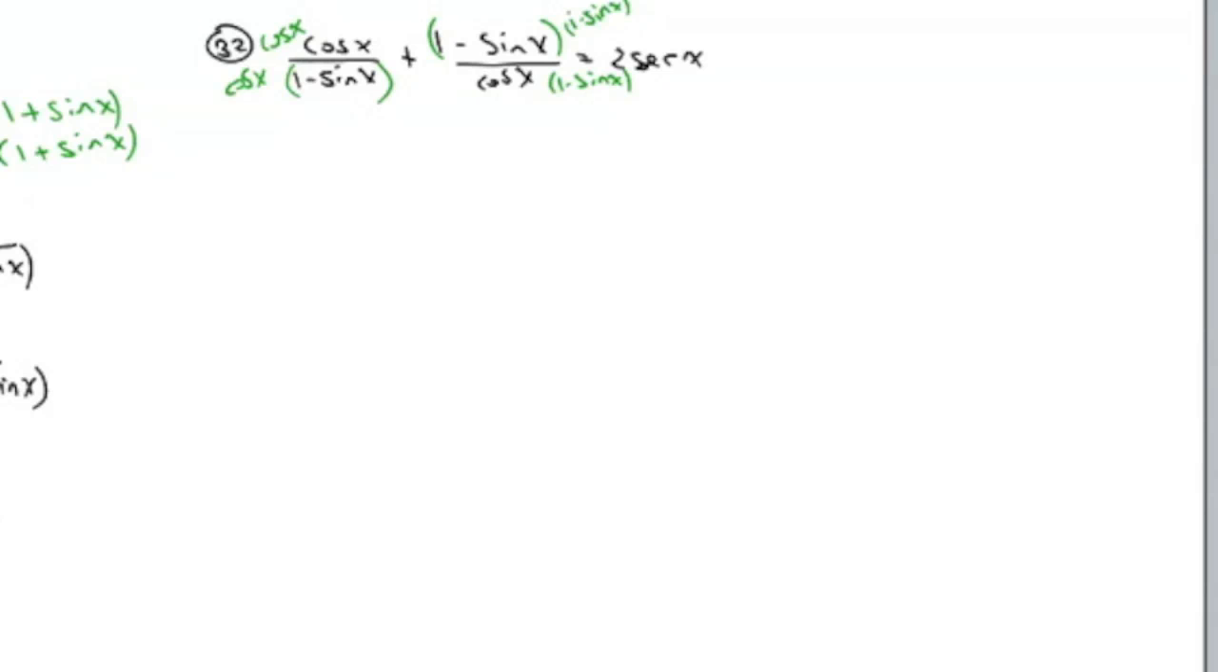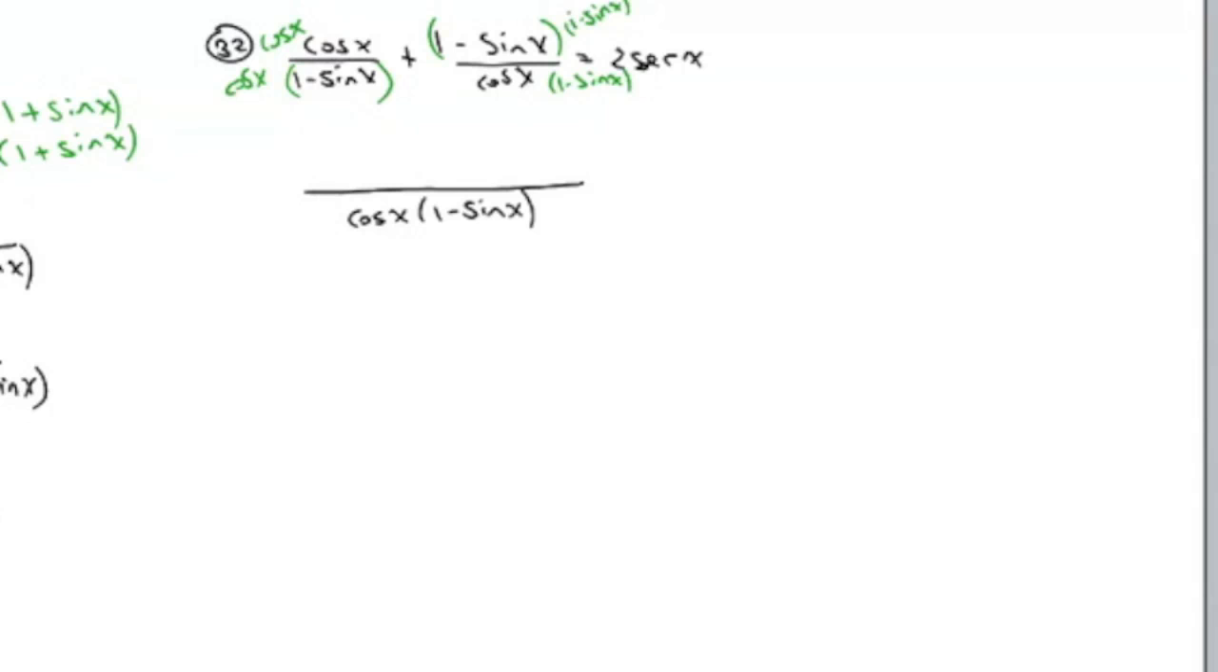Try to get ahead of me. Hold up, I gotta write the problem down. I'll give you a hint. The denominator is cosine of x, 1 minus sine of x. Give me the numerator without any parentheses, the combined top.